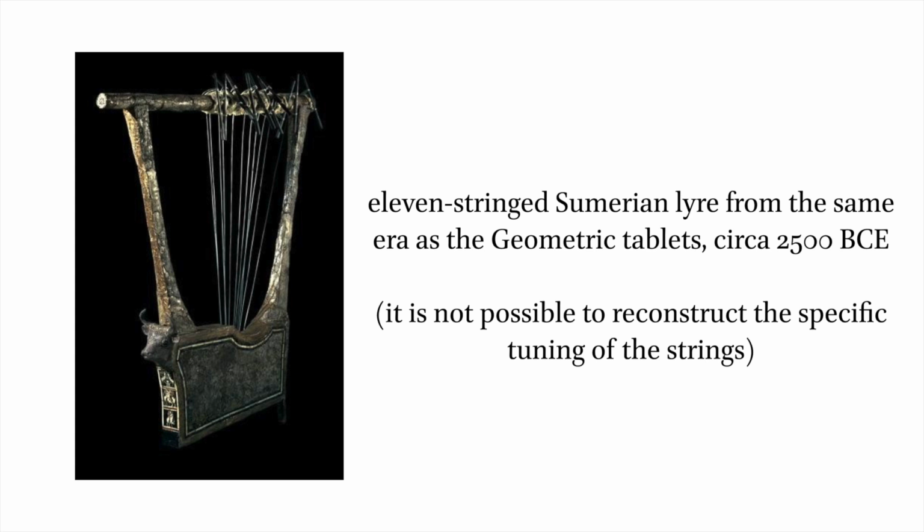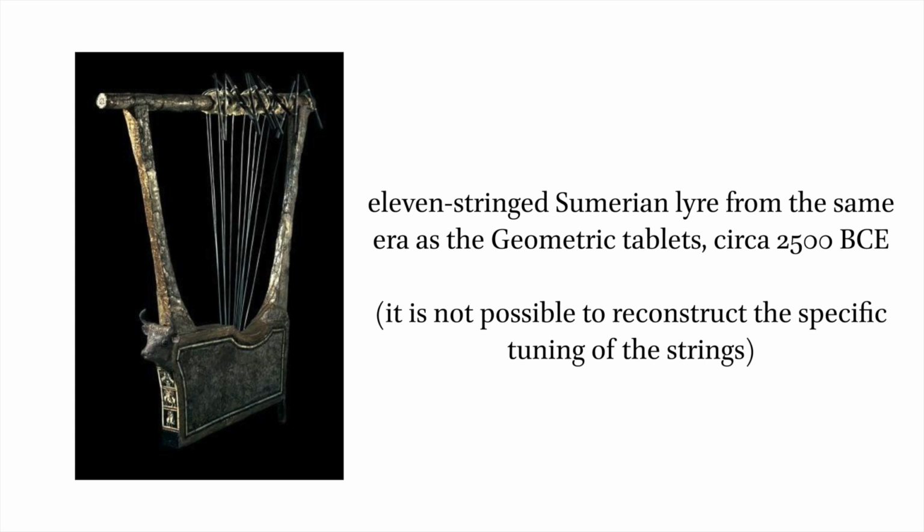Now look at this. This is one of the lyres of Queen Pu'abi. It is the oldest substantially complete lyre in the world, and it is from the exact age range of our tablets, around 2500 BCE. It had 11 strings. We know this because there are 11 attachments at the top, but to be clear, the strings themselves vaporized thousands of years ago, so it's not possible to say what exact tuning they had.